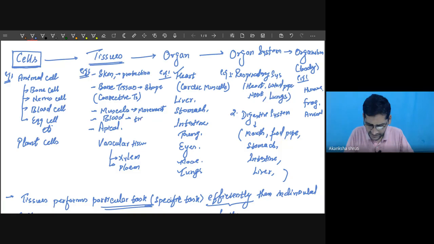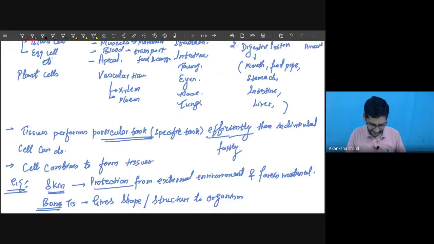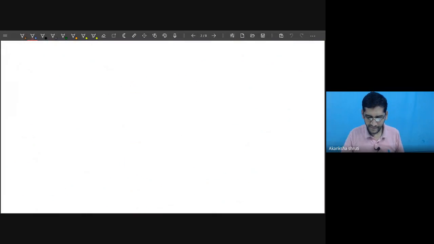So, transport food and oxygen. Like here we have taken a few examples. First was the skin tissue, second is bone. Let me take one more. Let us take the blood.